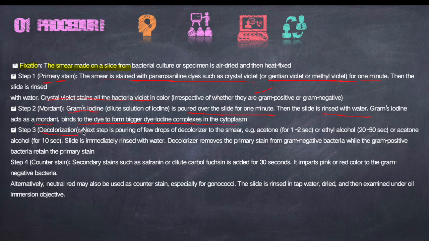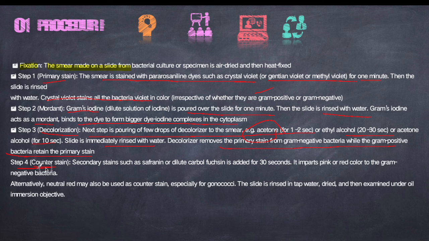Step 3 is decolorization. The decolorization is pouring of a few drops of decolorizer to the smear, for example acetone for 1 to 2 seconds, or ethyl alcohol for 20 to 30 seconds, or we can use acetone alcohol for 10 seconds. Most commonly we use acetone. The slide is immediately rinsed with water. The decolorizer removes the primary stain from gram negative bacteria, while the gram positive bacteria retain the primary stain.